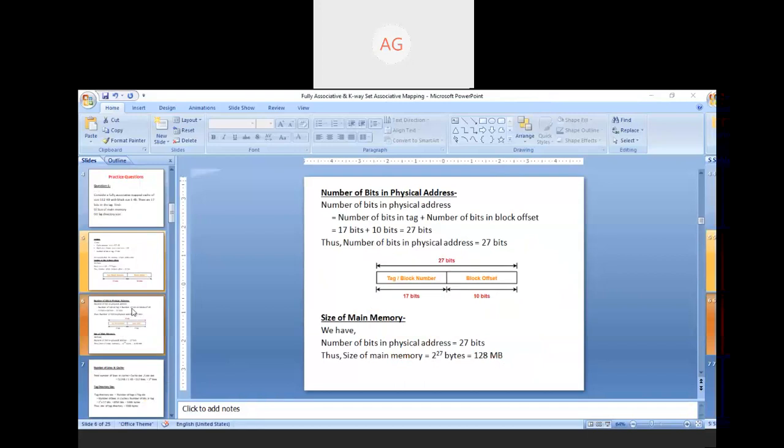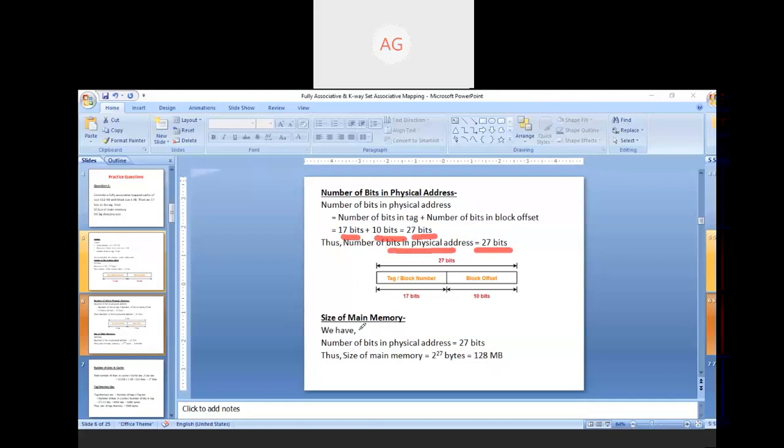So in the question we need to find the size of the physical address. The number of bits in the physical address is the sum total of these two divisions. The number of bits in the tag is 17 bits and the number of bits in the block offset is 10 bits. So there are 27 bits in total. So the number of bits in the physical address is 27 bits.